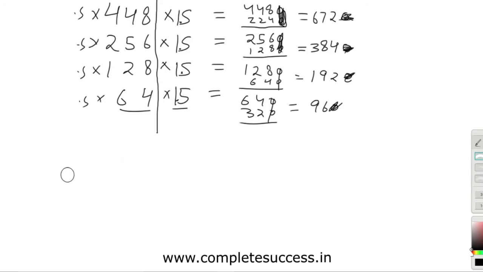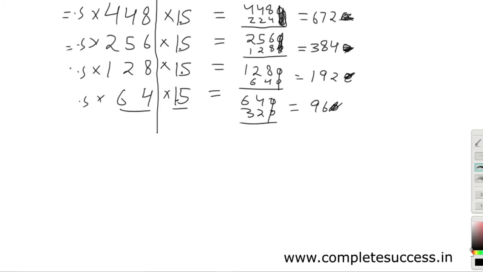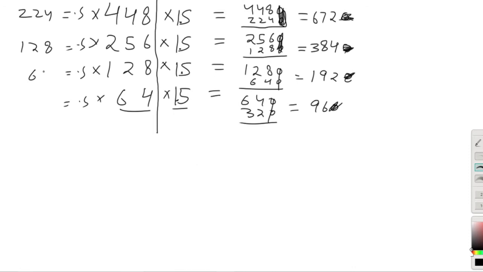To multiply any number with 0.5, simply half the number. For example, 2, 2, 4, 128, 64 and 32.